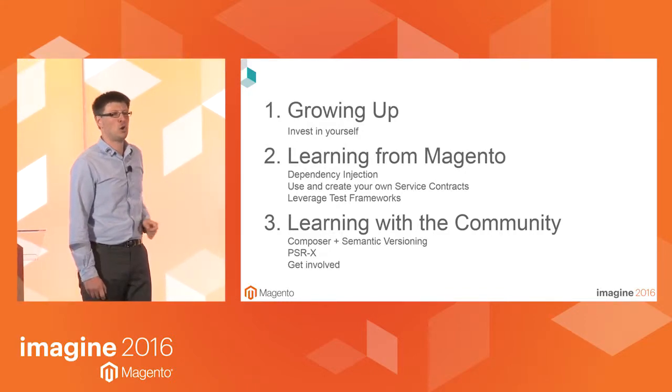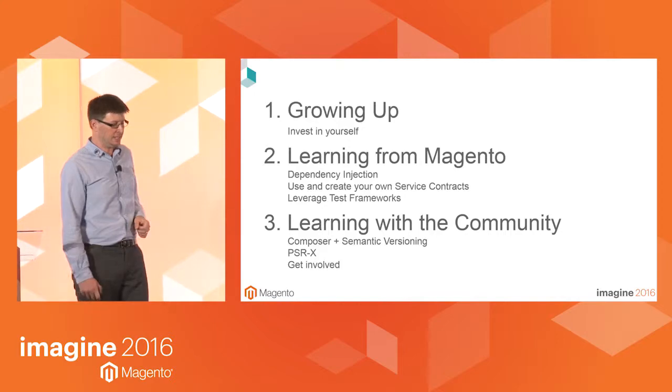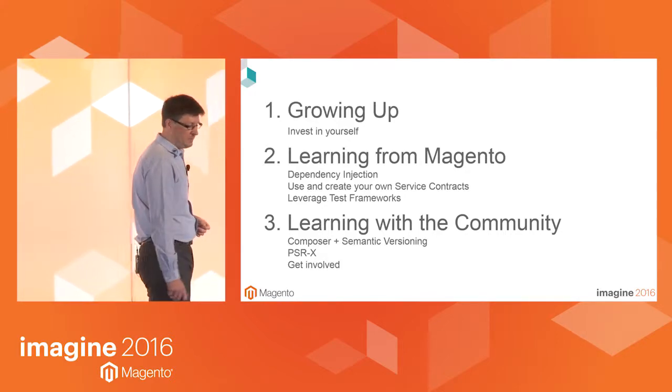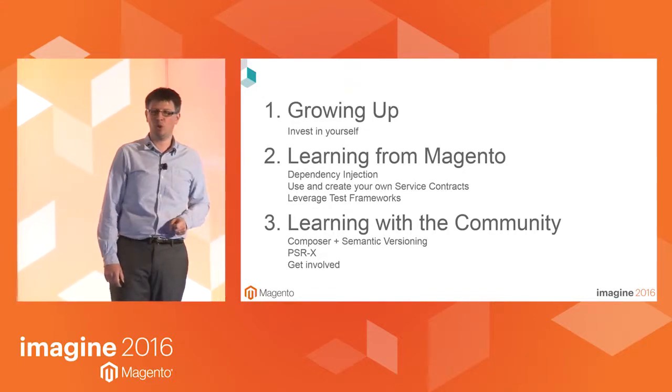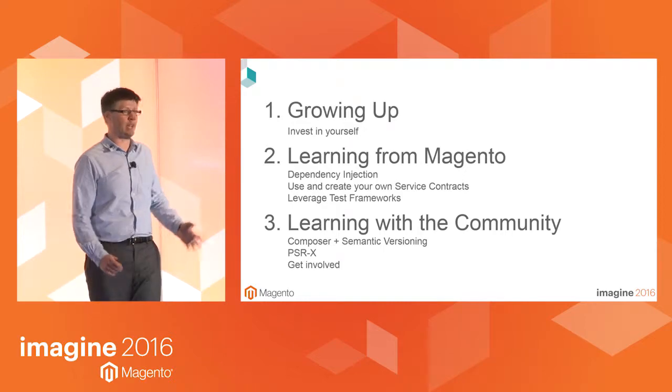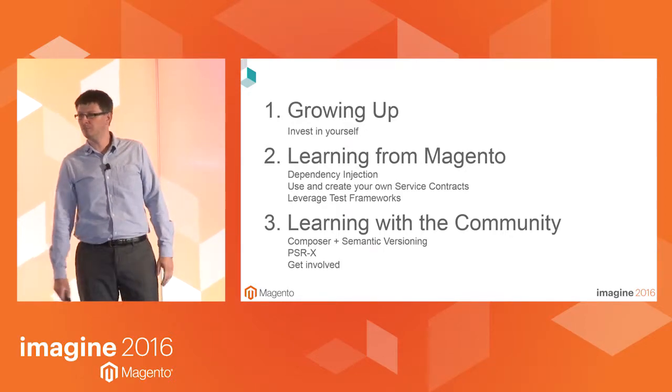And going a bit wider, learning from the community, get your heads around Composer. Semantic versioning is awesome. PSR, have a look at implementing those for your own extensions. And last but not least, get involved in the community to keep growing.